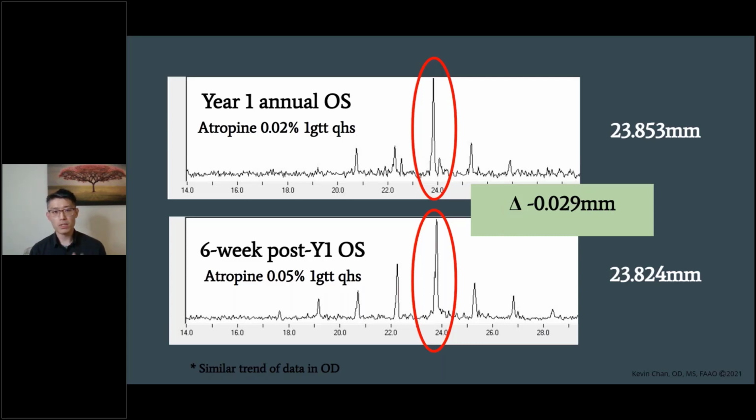After this result, we were able to do some more calculation, and later on we decided to bump up the atropine concentration from 0.02% to 0.05%, still at the same regimen, 1 drop OU. After 6 weeks or so with this regimen, we were able to see some improvement in the axial length. In fact, the axial length has shown a small reduction in size.